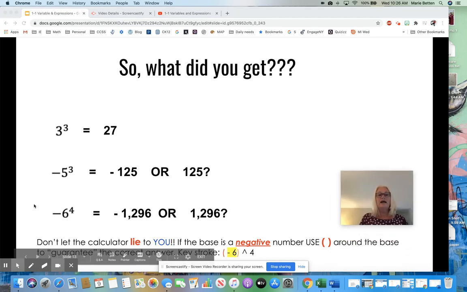Your calculator will lie to you if you do not use the parentheses. You need to put the parentheses around the base number. In this case, our base is a negative 6, so you would need to have parenthesis, negative 6, parenthesis, caret key, 4. That tells your calculator to take negative 6 raised to the fourth power. If you neglect to use the parenthesis symbol, your calculator actually reads this as 6 to the fourth power times negative 1. Again, you will need to remember this. Do not let your calculator lie to you.